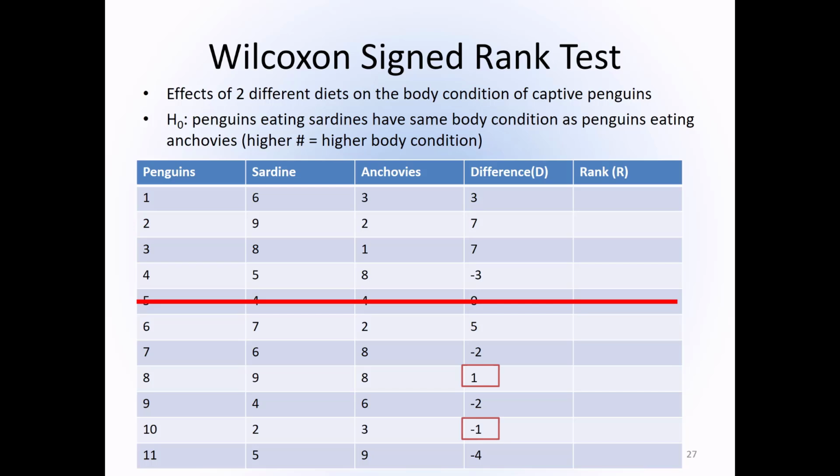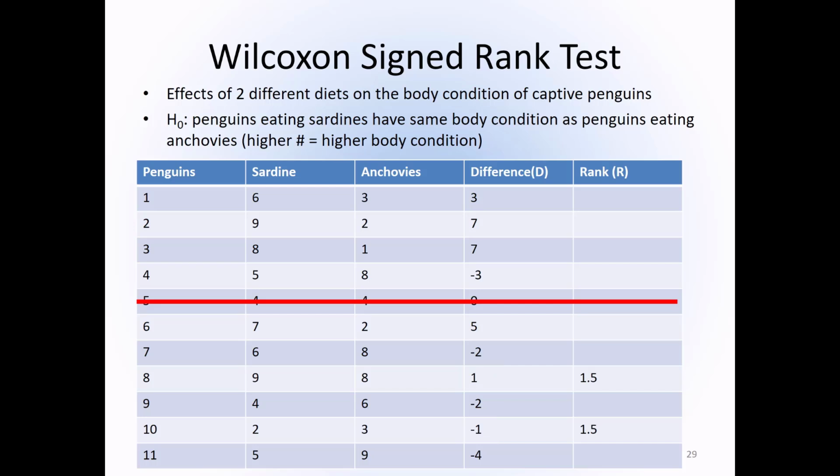So our first two ranks are going to be for penguin 8 and penguin 10 because their differences are 1 and -1. So these two penguins are tied for the top rank. So rank 1 and rank 2. So we're going to take the average of these ranks, and so they're each ranked 1.5.